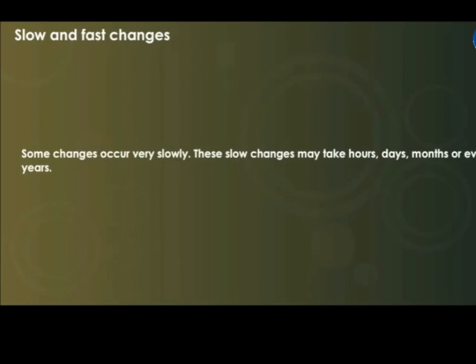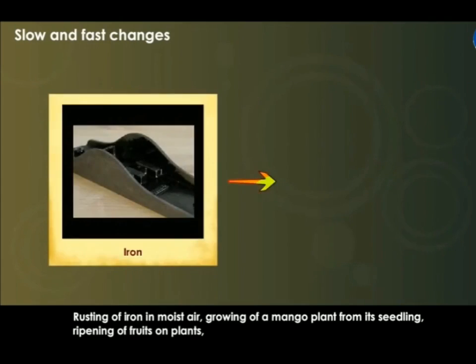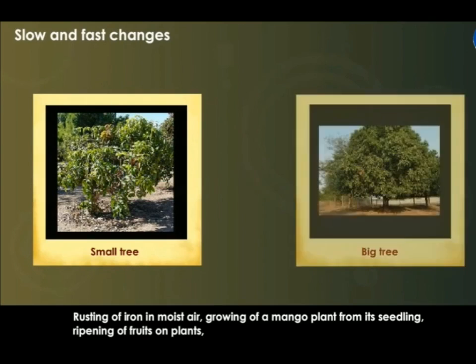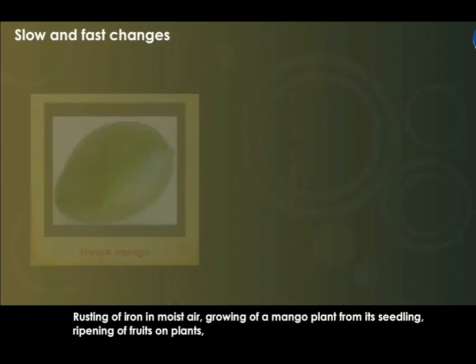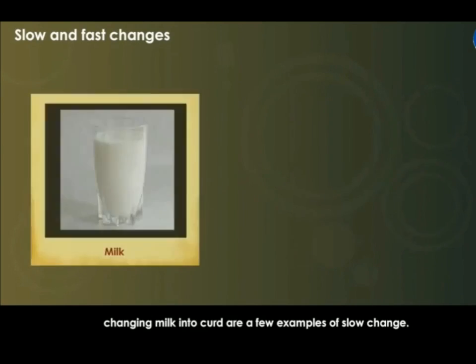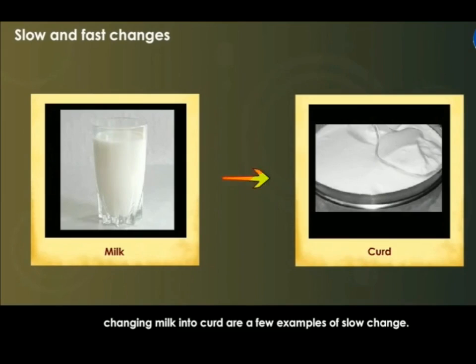Slow and fast changes. Some changes occur very slowly. These slow changes may take hours, days, months, or even years. Like rusting of iron in moisture, growing of a mango plant from its seedling, ripening of fruits on plants, changing milk into curd are a few examples of slow change.